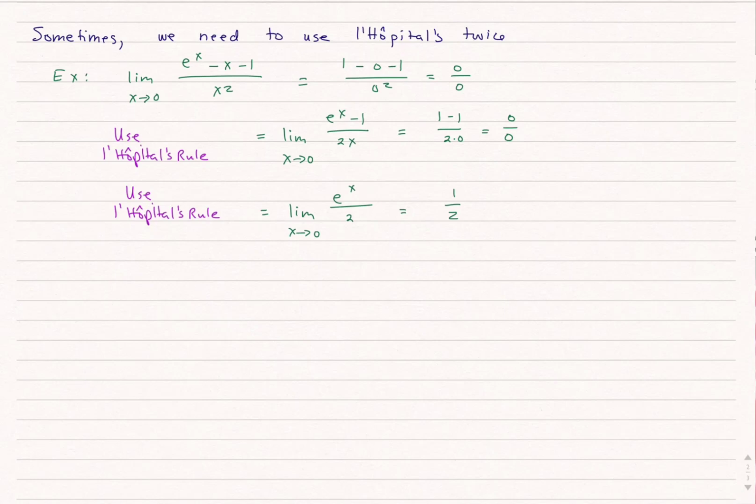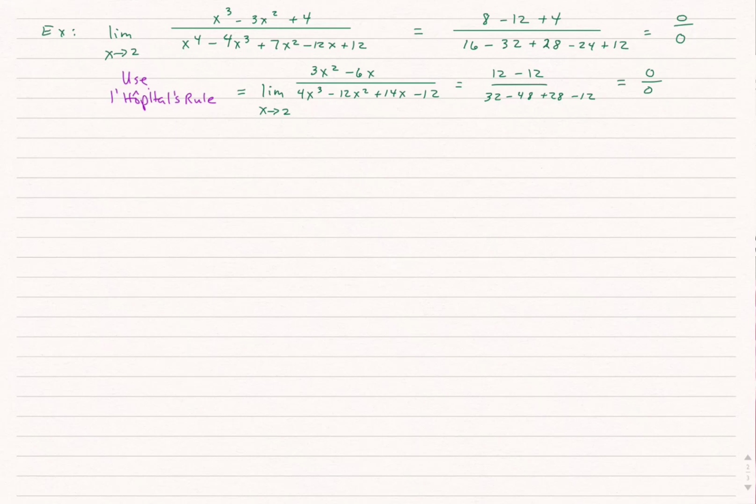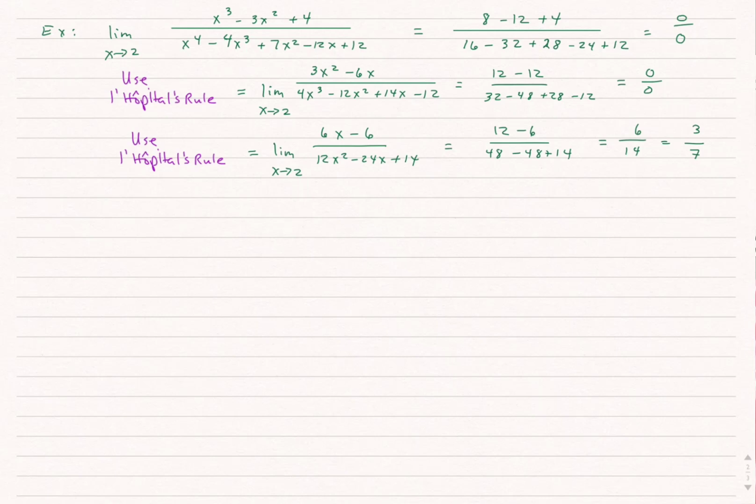Let's look at a second example. If I have the limit as x approaches 2 of x cubed minus 3x squared plus 4, all divided by x to the 4th minus 4x cubed plus 7x squared minus 12x plus 12, when I directly substitute x equals 2 into this, I end up with again 0 over 0 indeterminate form. Let's use L'Hopital's. And I again end up with a 0 divided by 0 indeterminate form. So I'll do this one more time. When I take the derivative again and plug in x equals 2, now I get 3 over 7.